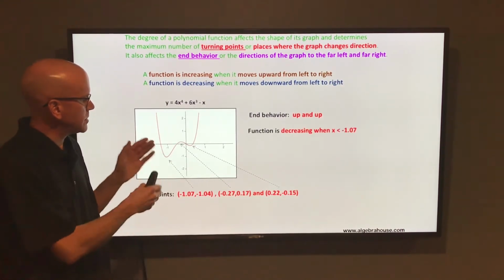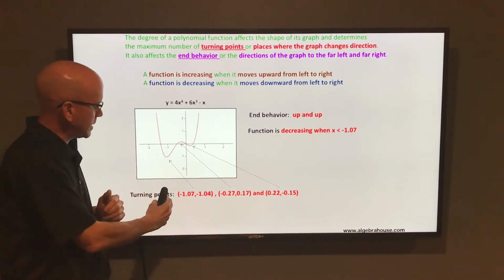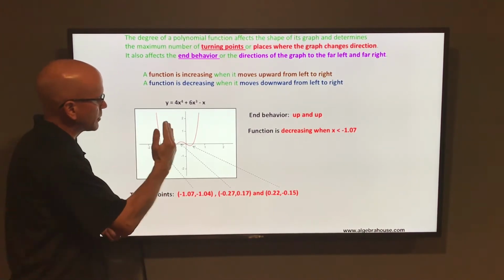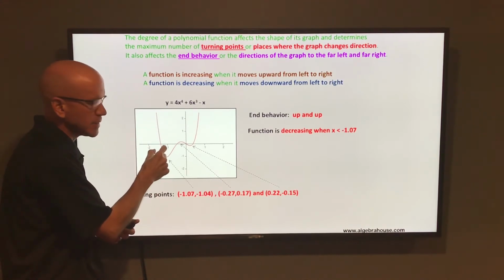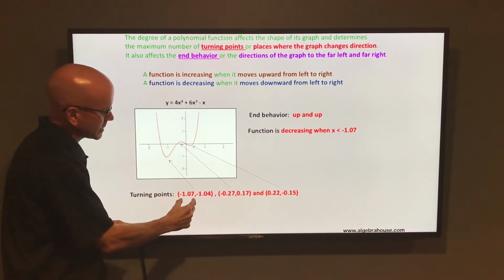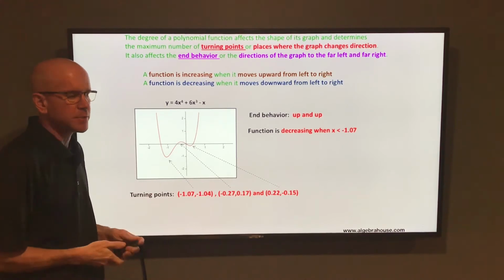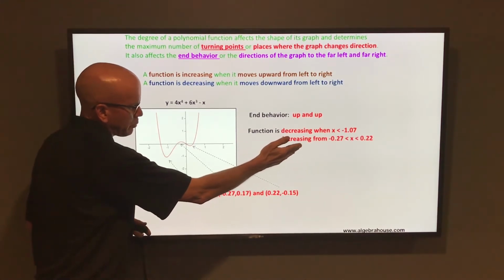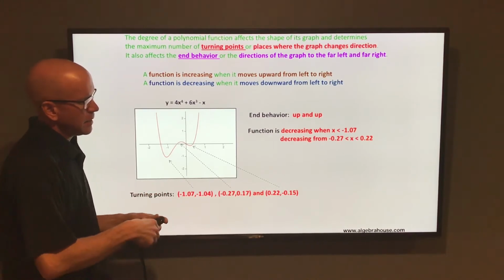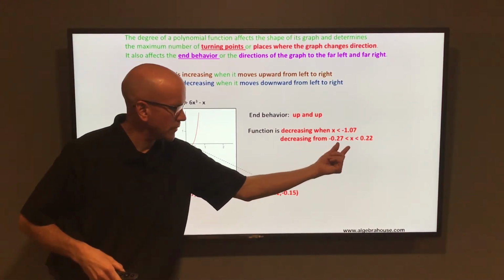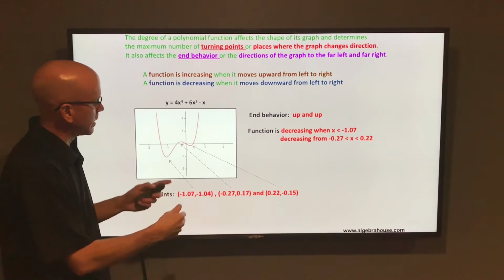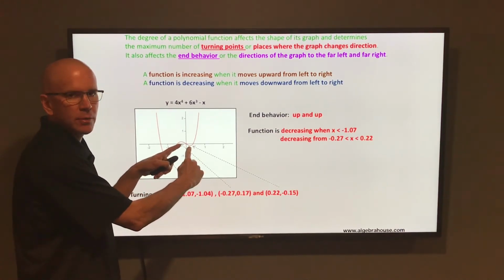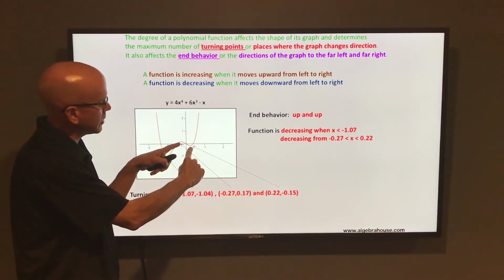So the function is decreasing when x is less than negative 1.07. So as you scan this from left to right, this function is decreasing right here when x is less than negative 1.07. Then the function is decreasing from x being negative 0.27 to x being 0.22. So where x is negative 0.27 to x being 0.22, that function is decreasing right there on that interval.